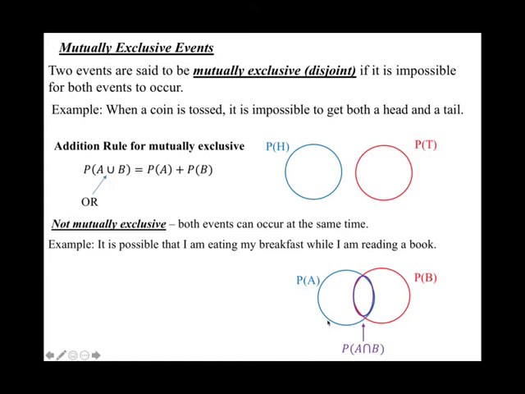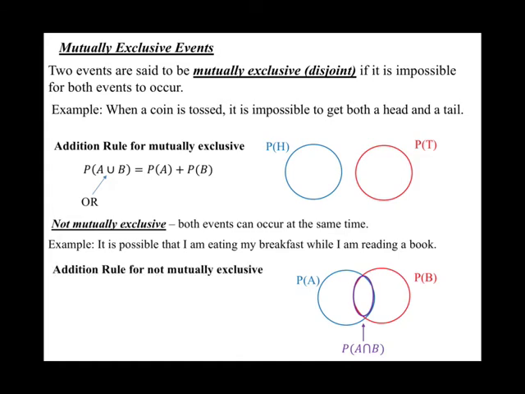One more time. This is the probability of eating my breakfast. This is the probability of reading a book. And the intersection here means these two events happen together: eating my breakfast while I'm reading a book. We call these not mutually exclusive events.